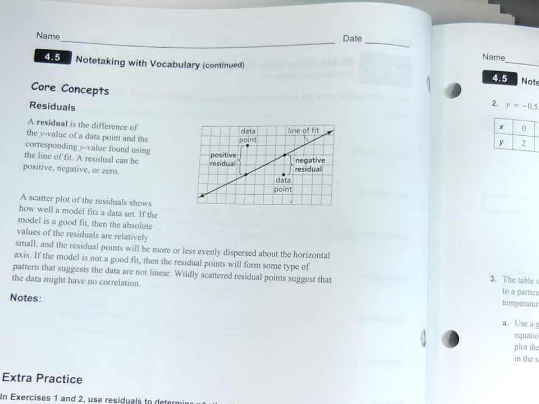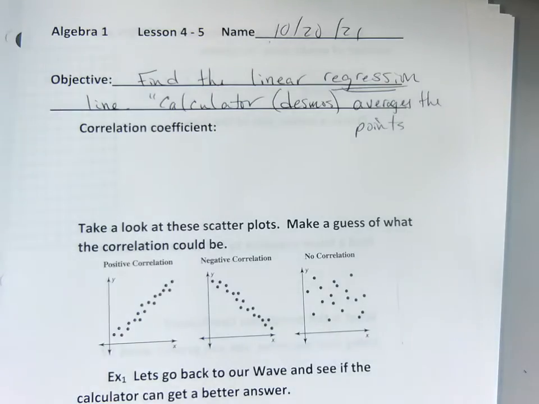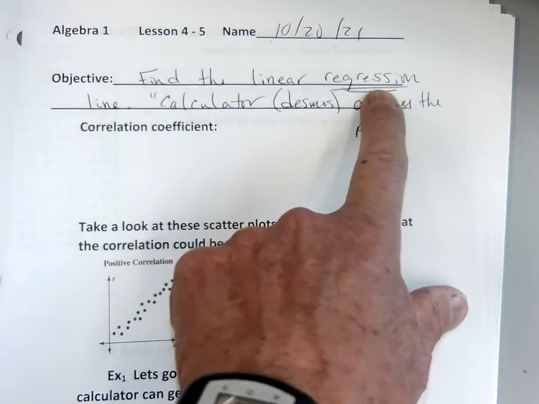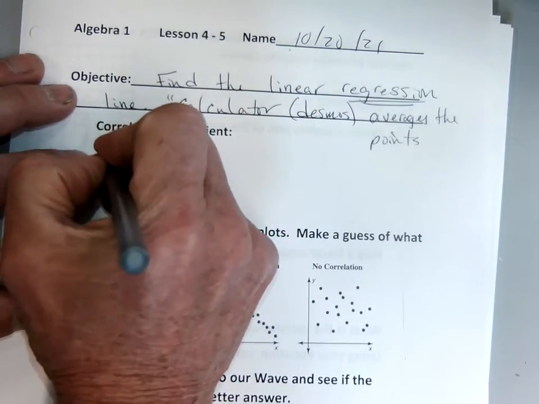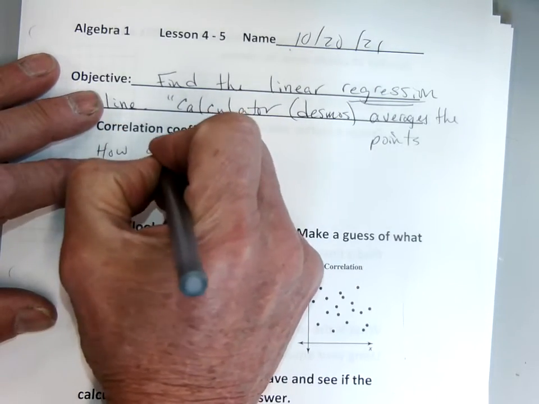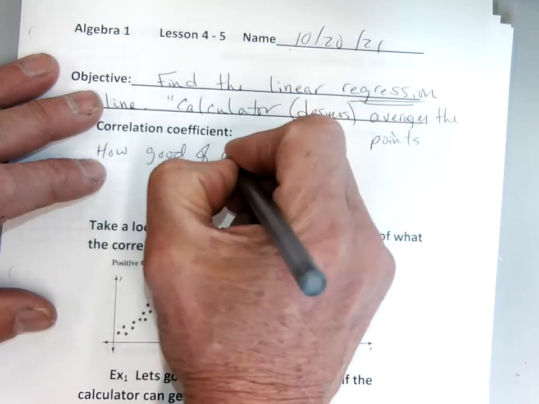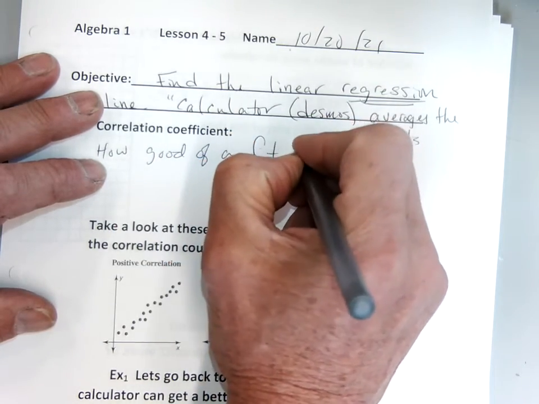Put in the numbers, and the calculator does this magic with residuals, takes the average of all these distances in between, boom, it puts in a line. That's what your calculator will do. You don't have to do that. So when it does that, it comes up with the regression line, which is the best fit. Now the correlation coefficient is how good of a fit.